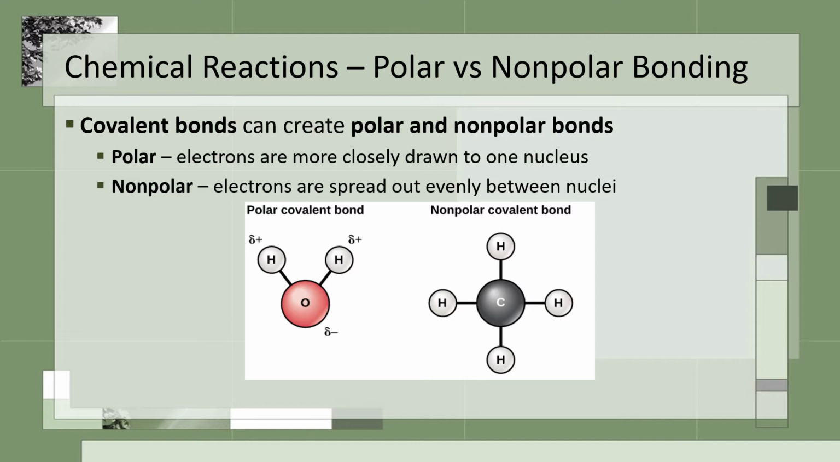Atoms which form nonpolar bonds spread out more evenly. In the case of CH4, all 4 of the hydrogen atoms are spread evenly around the carbon. There are no pulls to one side or the other, and therefore it is considered nonpolar.